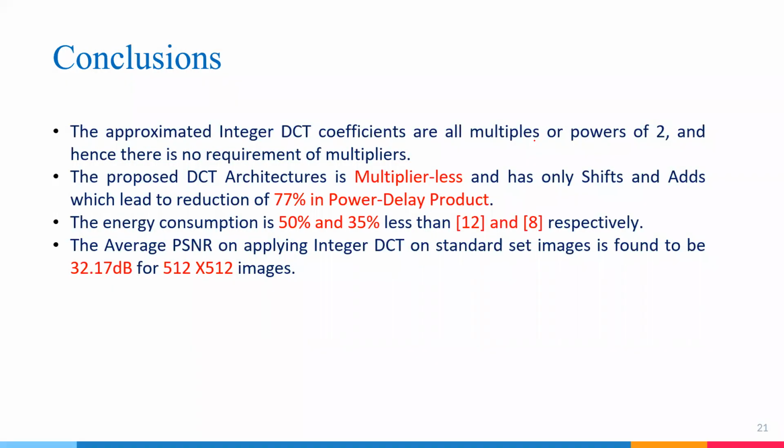In this work, we have proposed approximated integer DCT coefficients. As a result, we have eliminated the use of multipliers, and the entire design is implemented using adders and shifters, where we have reduced the power delay product by 77% in the proposed design. When it comes to existing designs like references 12 and 18, we have reduced the power delay product by 50% and 35% respectively.